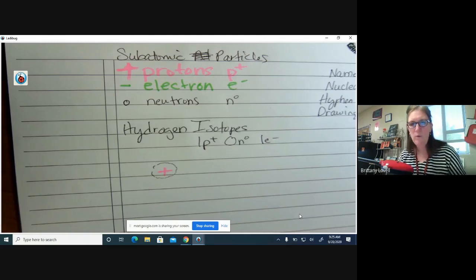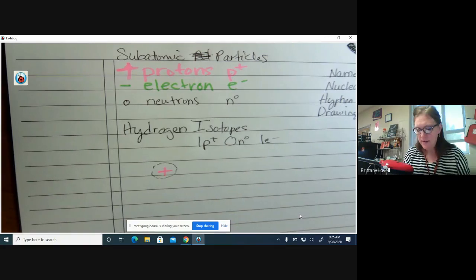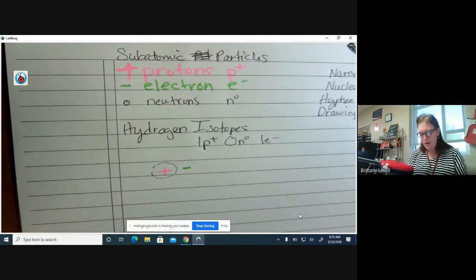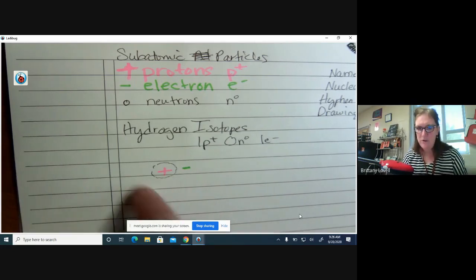And then I asked them, well, where would the electron go? The one electron. And they said, oh, well, it's just outside of the nucleus. And that's right. You could draw rings on there if you wanted to, but today I'm not super worried about that. I just want you to know the protons and the neutrons would go in the middle. The electrons go outside the nucleus. Okay, so that's a good drawing of hydrogen.